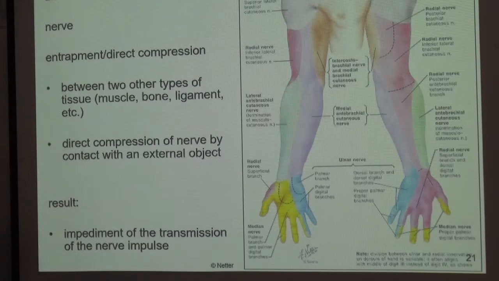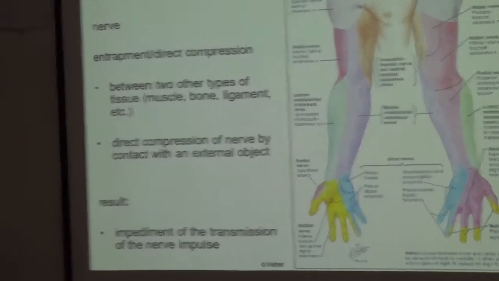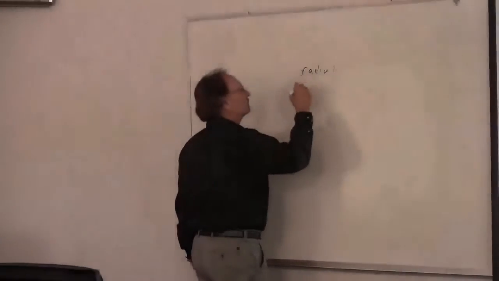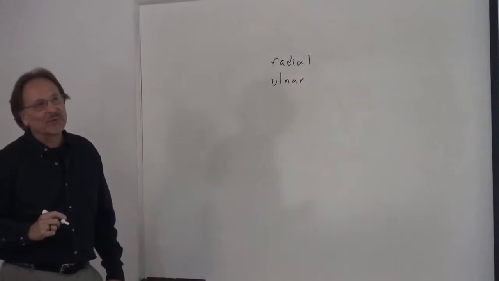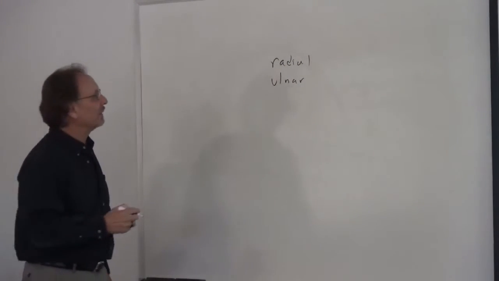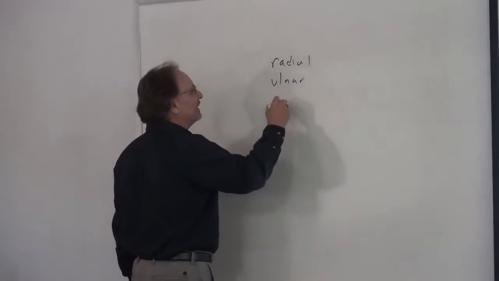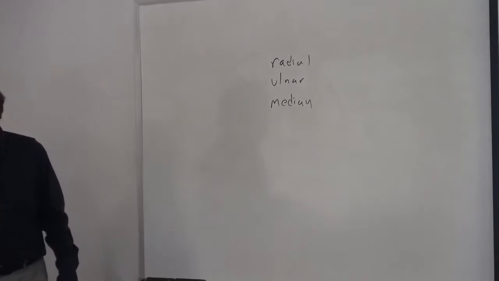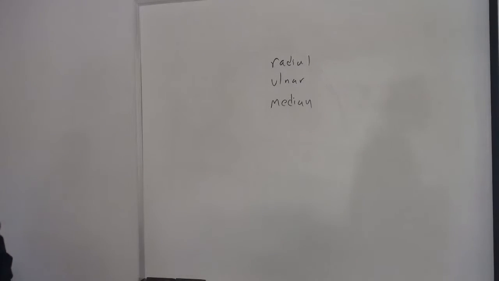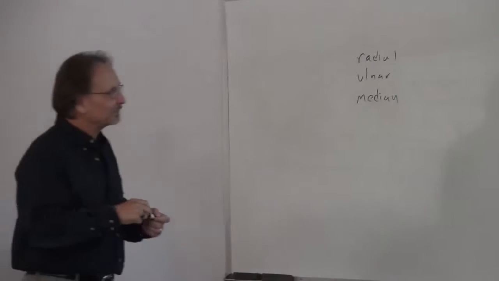Here, it's radial, ulnar. Those are easy to remember. Two bones of the forearm. Those are nerves that are associated with the two bones of the forearm. Radial, ulnar, and the median. Okay, think statistics, not medial. Median, the median nerves. Those three.